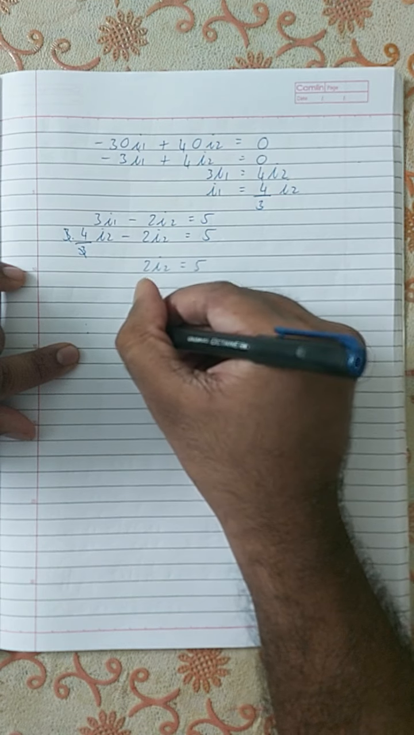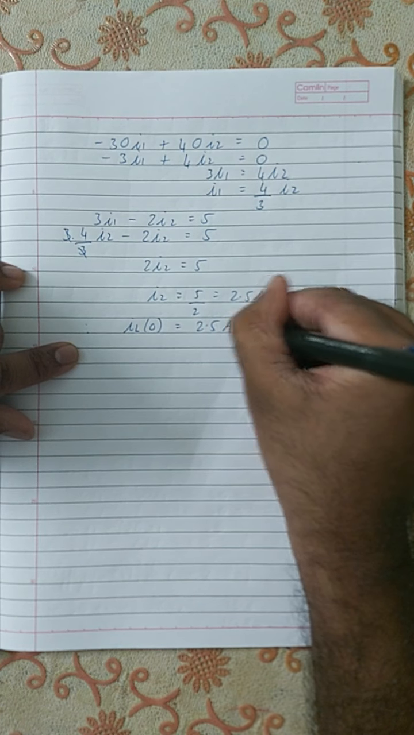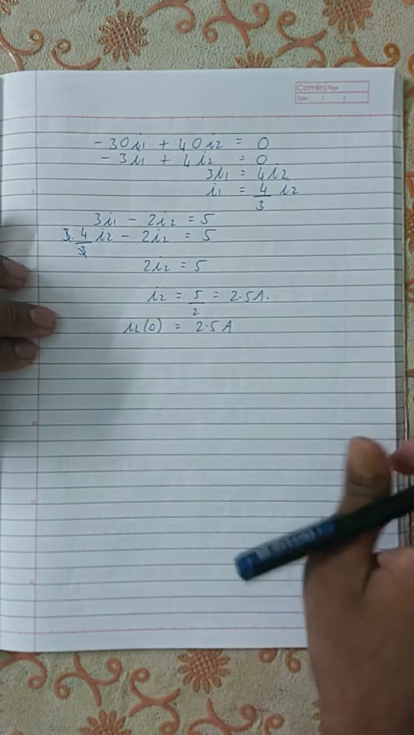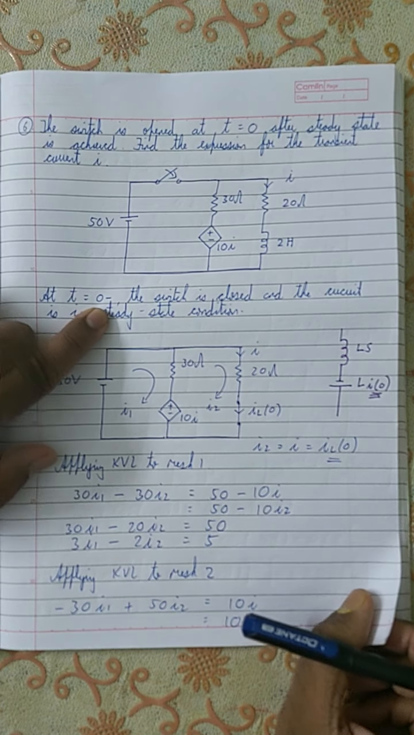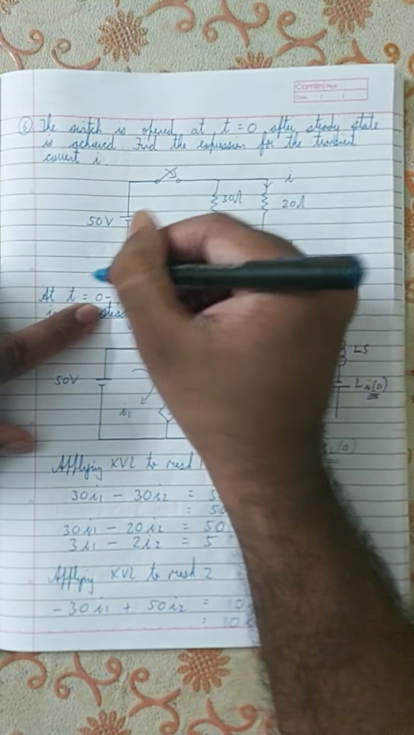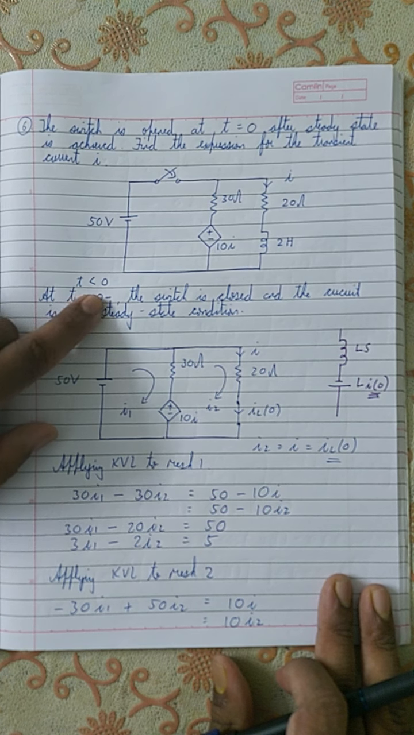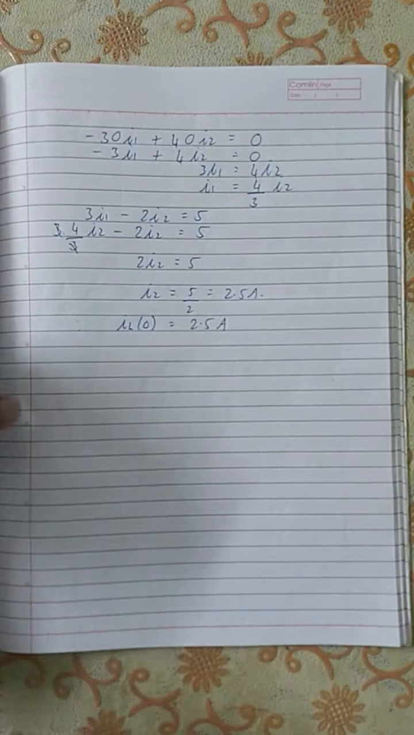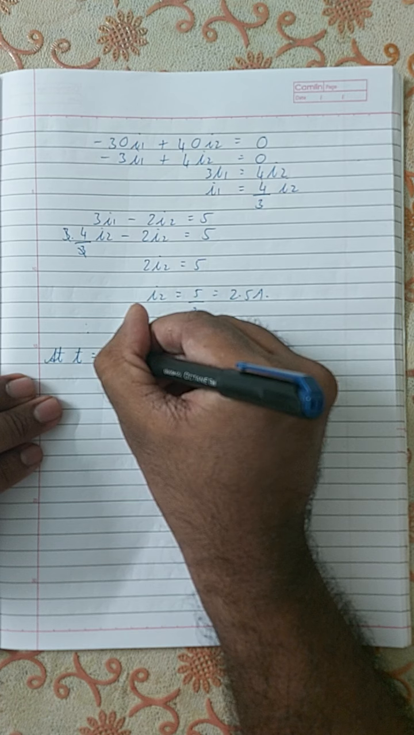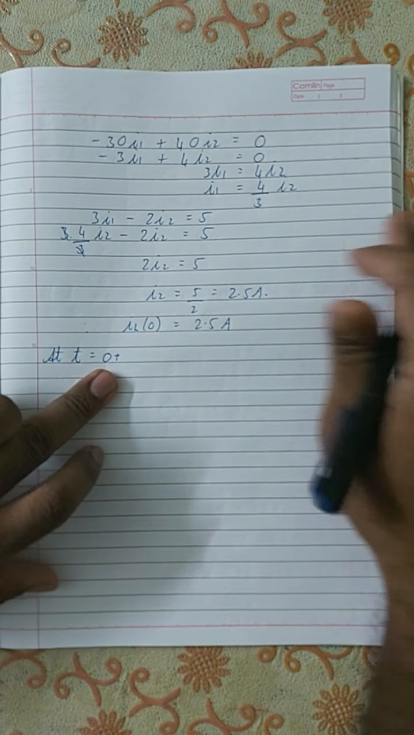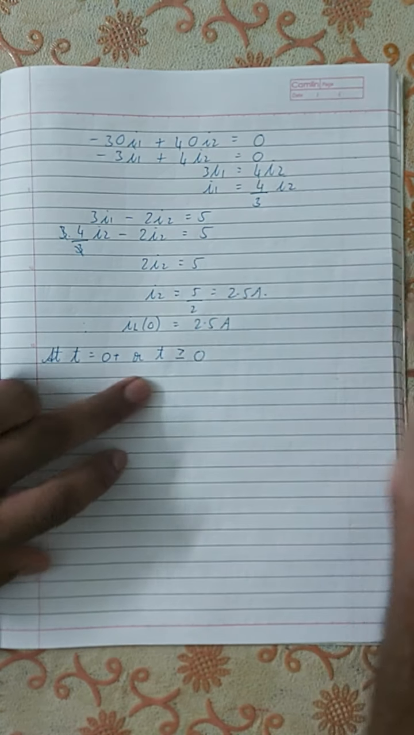Therefore, the initial current through the inductor is nothing but 2.5 amperes. This is what you were trying to find, and now you found it. This was at time t equal to 0, or you can write it as at time before 0, at time t less than 0. Now at time t equal to 0 plus, which means just after t equal to 0, or t greater than or equal to 0.